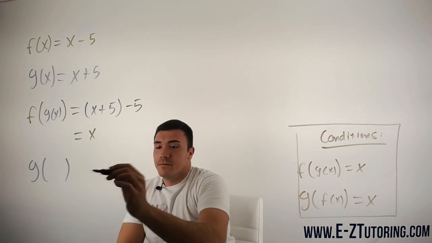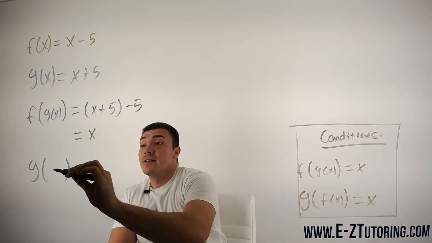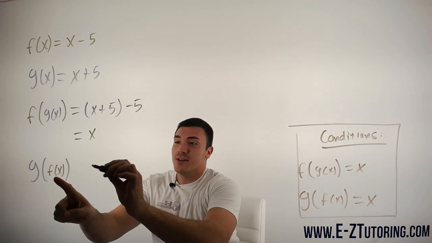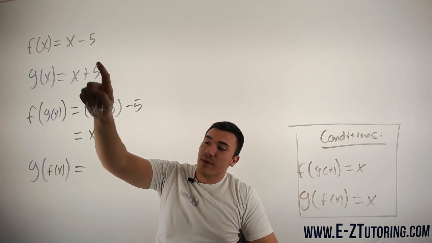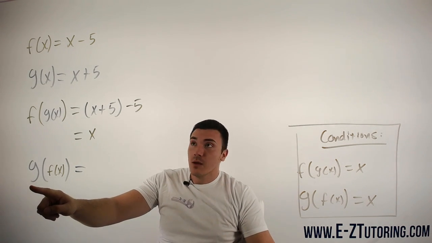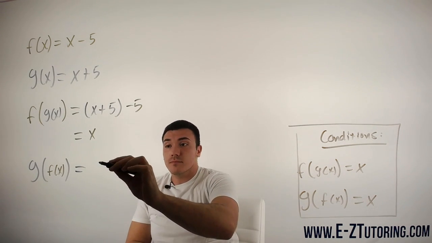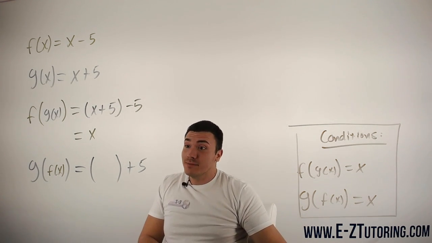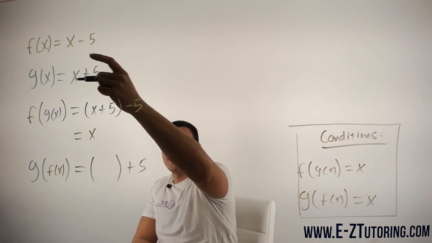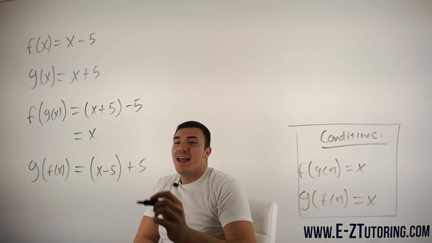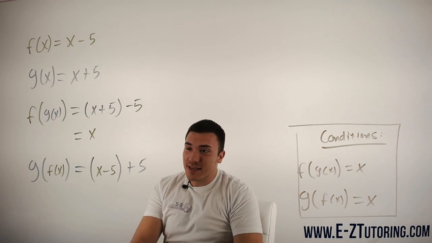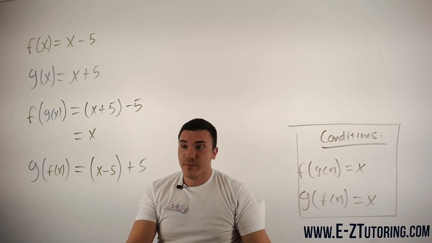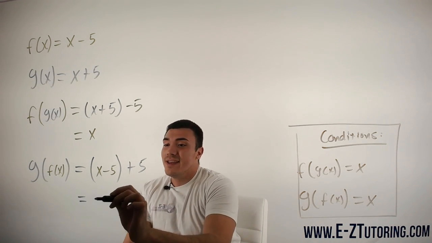G of, and over there we will put f of x, which means we need to take our f of x function, x minus 5, and plug that into g. Well, g is x plus 5, and in x, we will plug in f of x, which is x minus 5. And once again, you will see that minus 5 and plus 5 cancel out to make 0, and you will be left with only x.